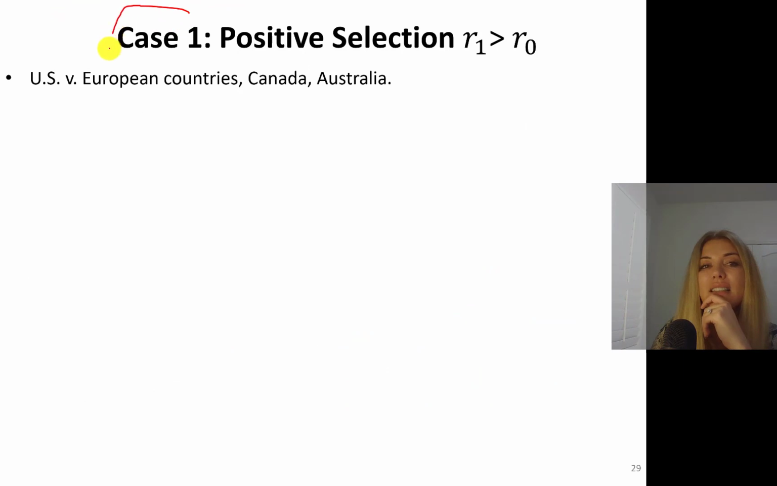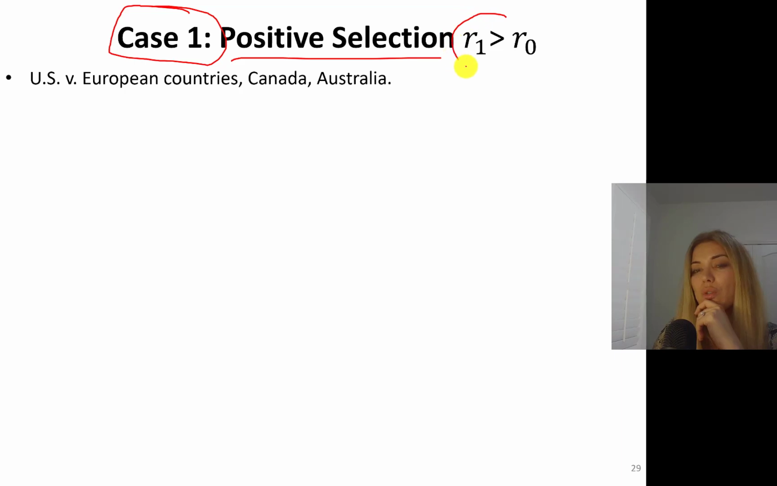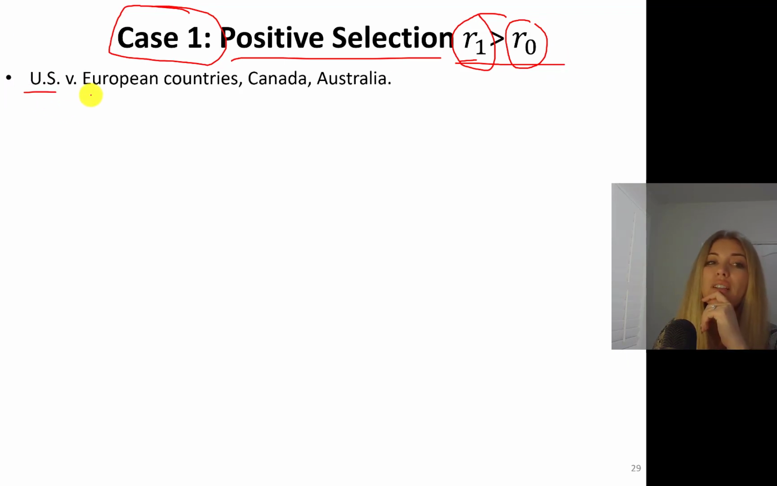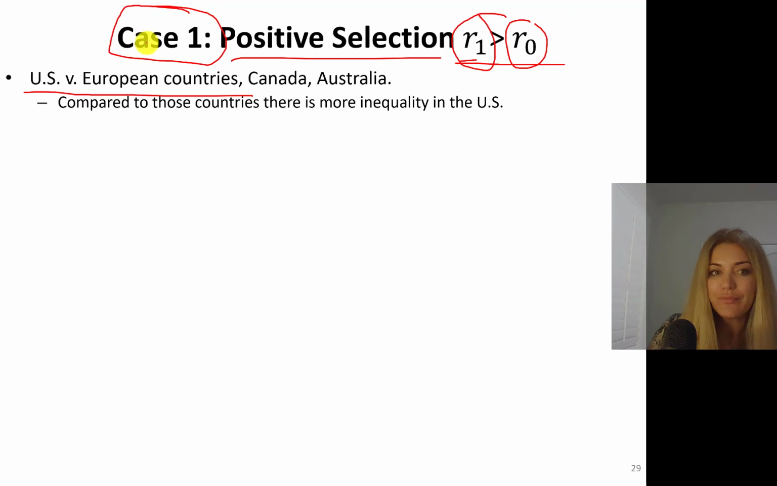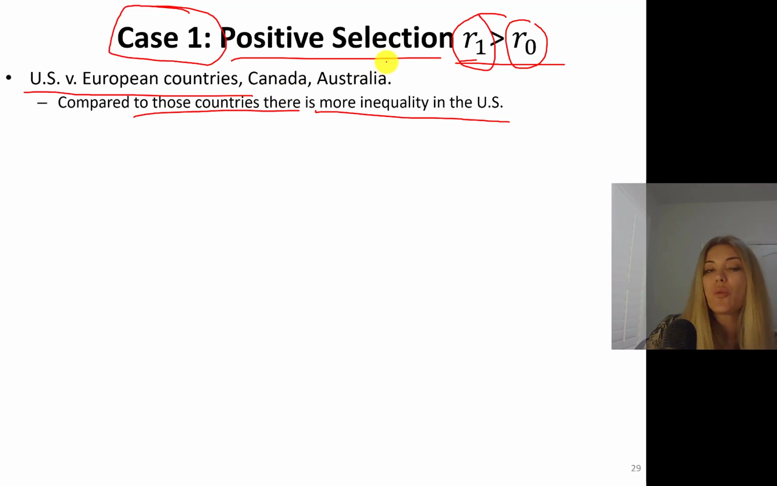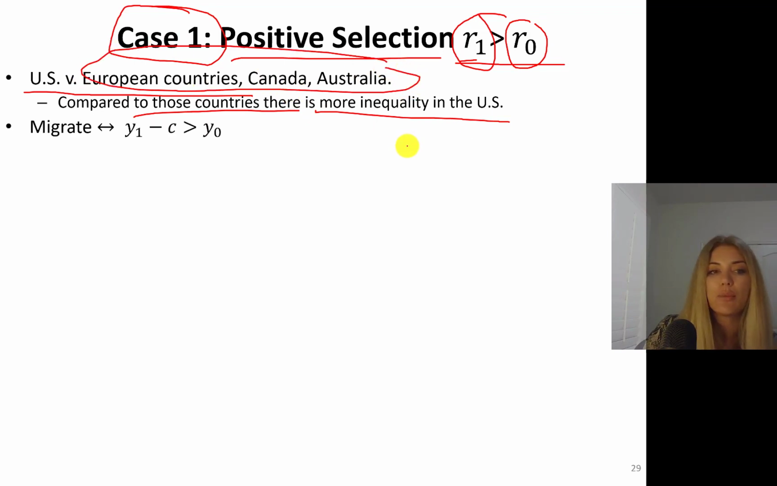Let's study the case with positive selection. This is going to be the positive selection case. You will see return to education, to skill level, is higher in the US compared to foreign countries. So this is a case where there's more inequality in the US compared to the home country. So US versus European countries, Canada and Australia, all these countries where they have more equality. Compared to those developed countries, there's more inequality in the US.